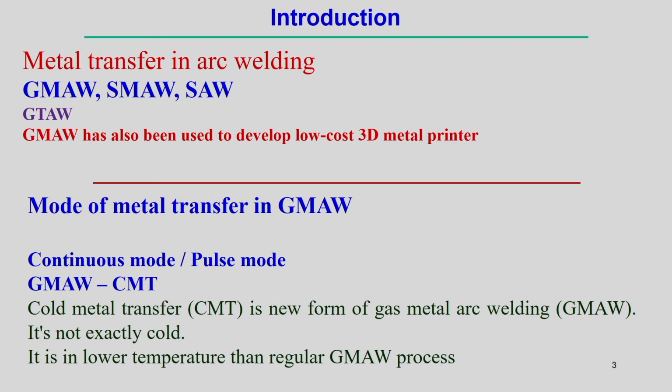Apart from the mode of metal transfer, the application of current in gas metal arc welding can be done either in continuous mode or in pulse mode. That option is always there. When we use pulse current or pulse welding mode, the metal transfer mechanism can be different as compared to the continuous mode of current. We will discuss the different modes of metal transfer associated with the gas metal arc welding process.